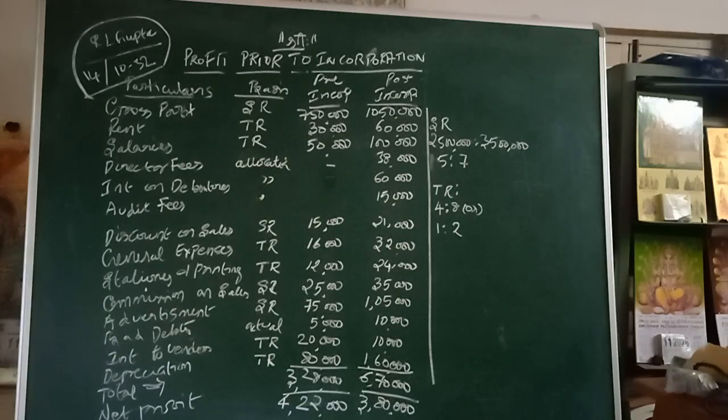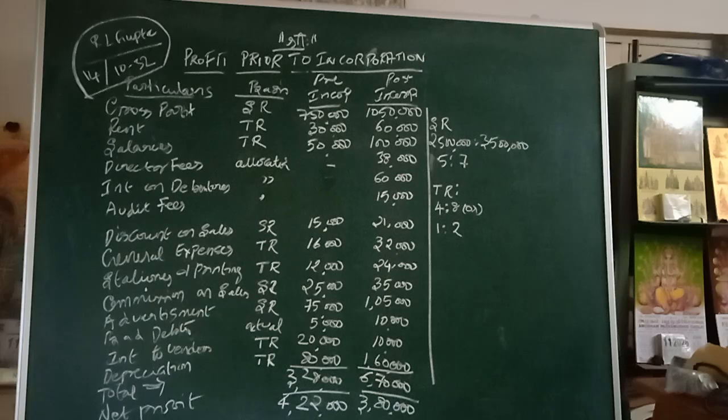Now you have to total the expenses. The total pre-incorporation expenses come to 3,28,000 and post-incorporation expenses are 6,70,000. Then gross profit minus the expenses we have apportioned leaves a balance of 4,22,000 for the pre-incorporation period and 3,80,000 for the post-incorporation period. So now we have to take the profit prior to incorporation like this. The final answer is the net profit we apportioned for pre and post.